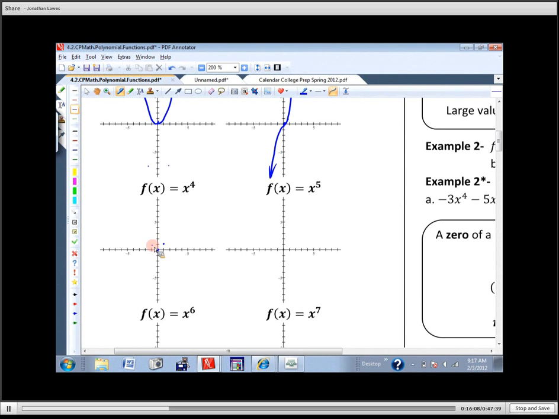Okay, what happens if you plug in a 1/2? 1/2 to the fourth. Top's going to be a 1. Bottom's going to be a 16. It's going to be 1/16. So in between 0 and 1, it gets really small really fast. So if I draw this, it's steeper than a parabola.